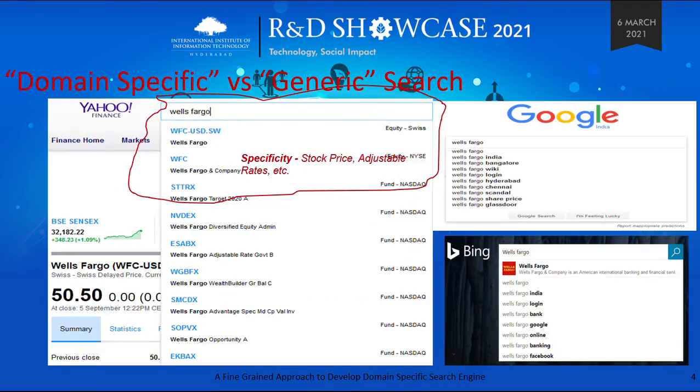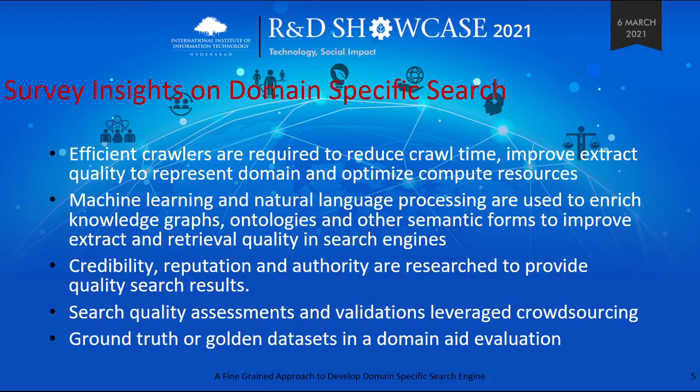Now, if you look at domain-specific search engines, other than dealing with these issues, they also are known to bring some specificity. What I mean to say by specificity is, if you look at Wells Fargo as a keyword on a generic search engine, it would talk generically about Wells Fargo, whereas Yahoo Finance, a domain-specific search engine, would talk about its stock price and some of the things that are happening in the finance world because Wells Fargo is a bank.